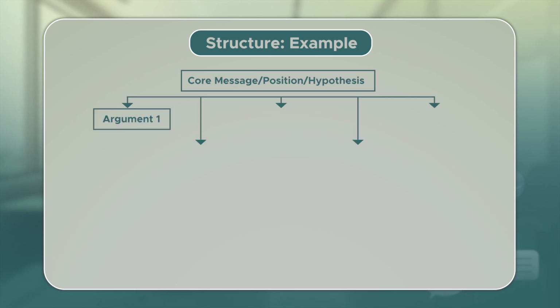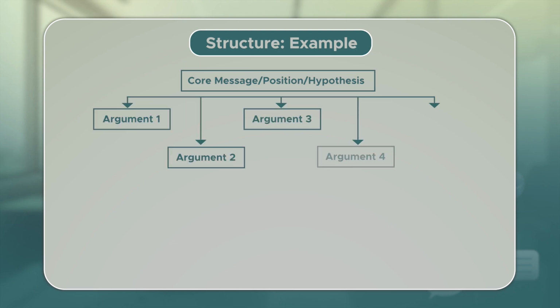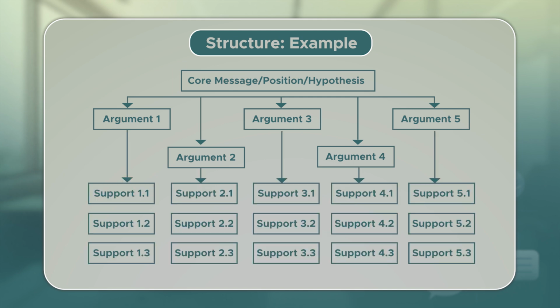We will come across the Minto pyramid once again when we talk about presentation, but this is pretty much what you need to know at the moment. To make that a little clearer, you should be able to look at this visual, which shows the core message at the top, argument 1, argument 2, argument 3, argument 4, argument 5, and then support 1, 2, 3, 4. This is how this structure looks.